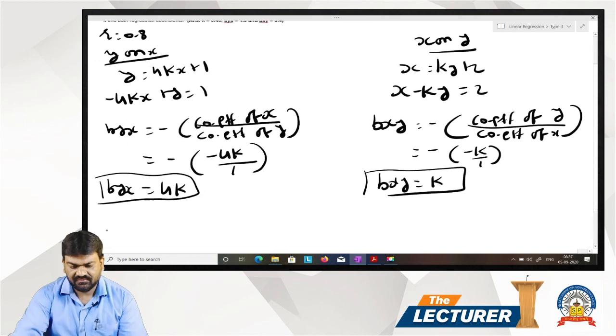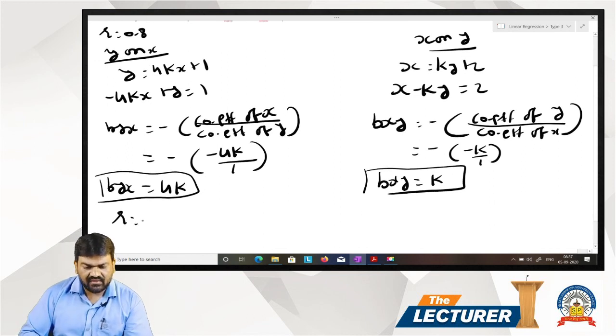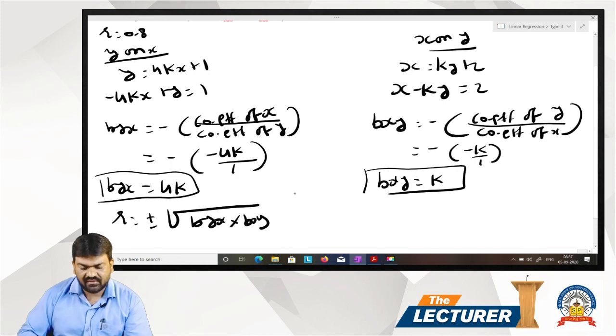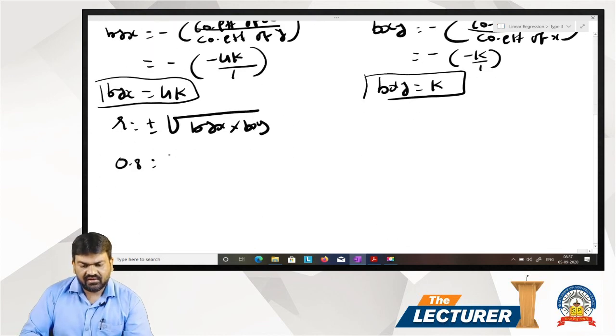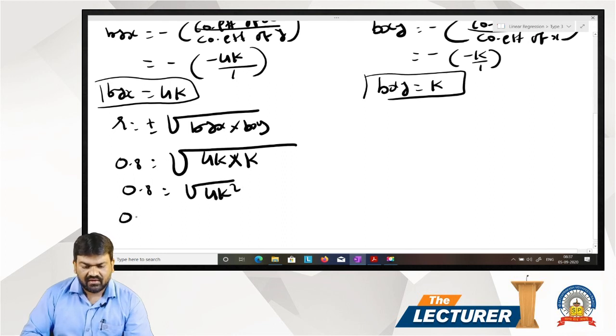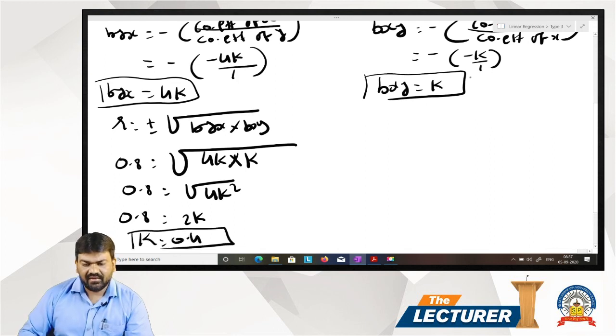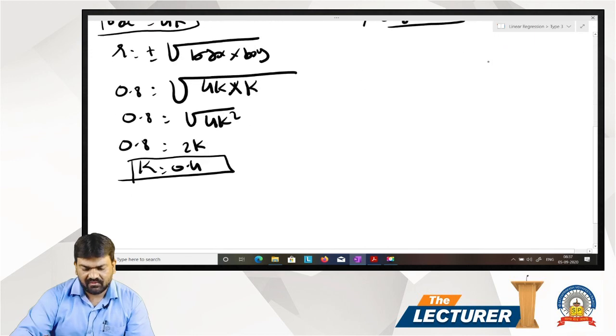r is given, so r is equal to plus or minus under root byx multiplied by bxy. R is given 0.8, 0.8 is under root 4k multiplied by k. So 0.8 is equal to root 4k square. Taking the square root we get 2k. So k is equal to 0.4. We got the value of k, and from it we will get byx and bxy.